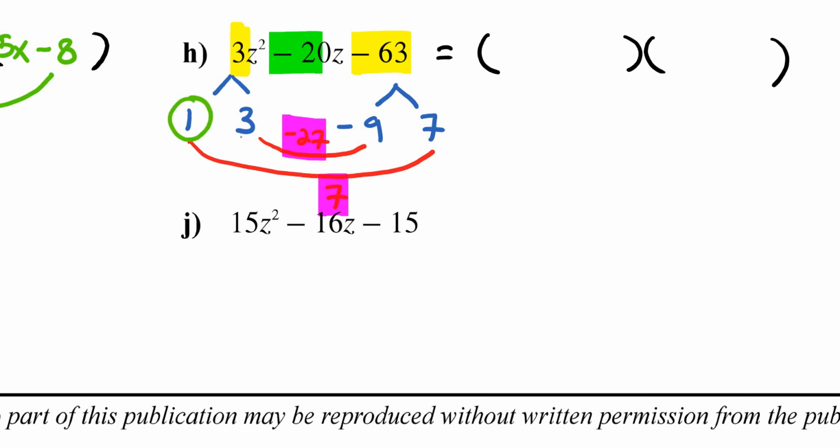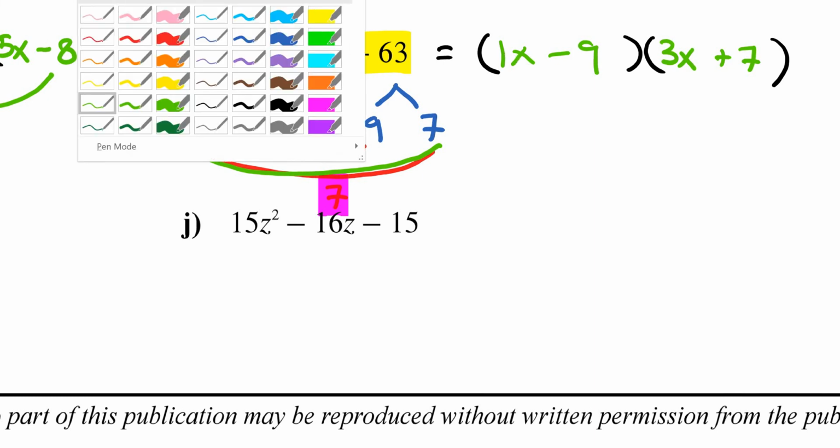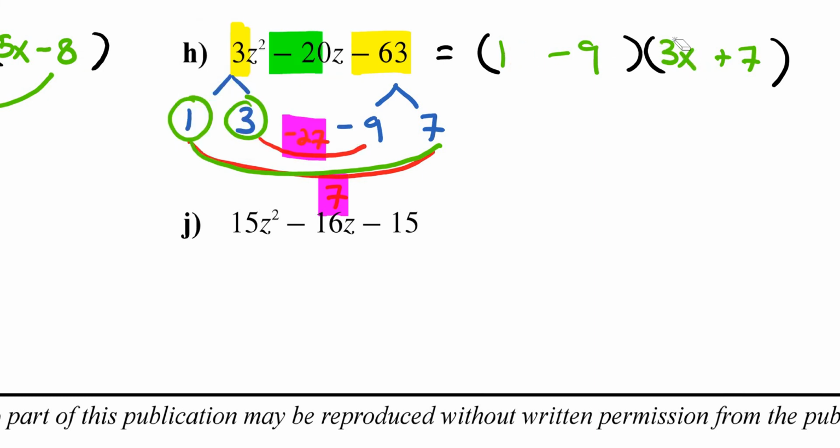And using my green marker here, I have a 1 and a 3, so 1x and a 3x. And the 1 multiplies with the 7, so I need a plus 7 there and a negative 9 there. Sorry, I keep on making this mistake here where the variable is not x, it's actually z in this case. So z and 3z. Okay, so 1z minus 9 and 3z plus 7.